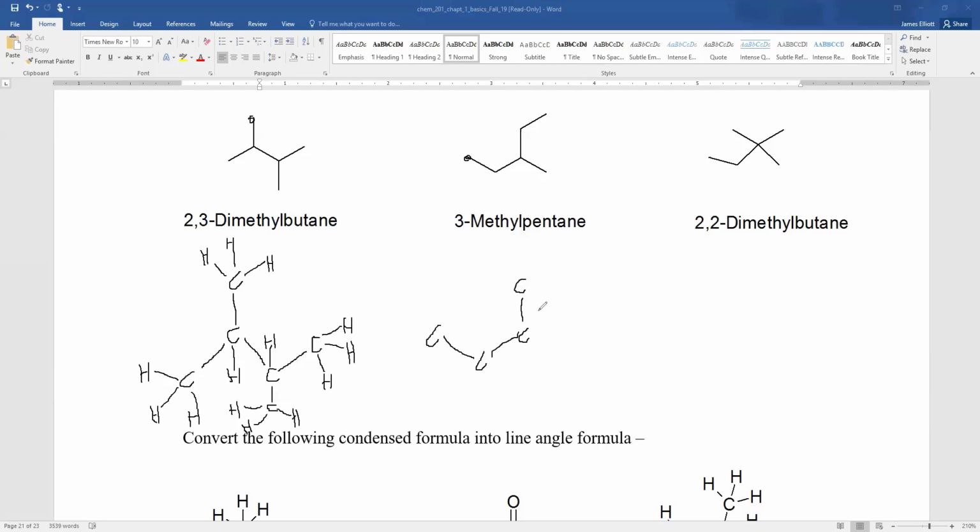Not easy using a mouse pad. Trying to do this, and then one last carbon there. I'm going to be lazy this time. I'm just going to draw in the hydrogens in a condensed formula. So CH3 making up the octet, and 1 hydrogen there. CH3, a terminal methyl group again. CH2 there. And CH3 at the end.